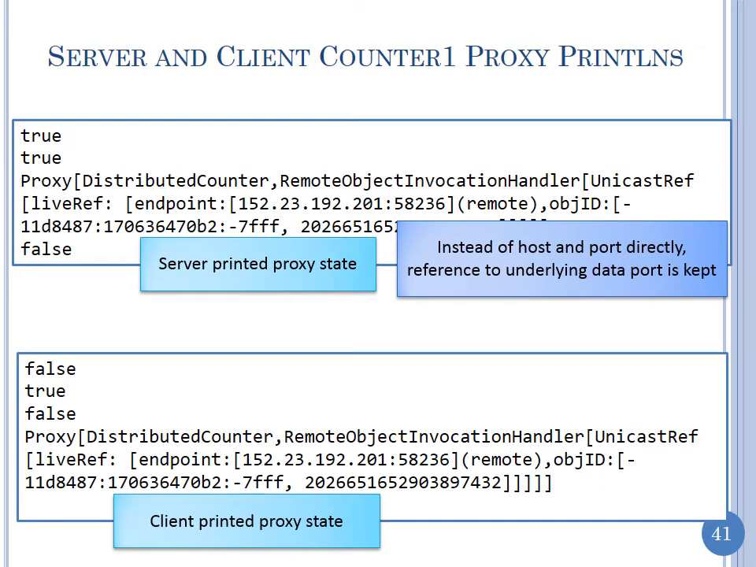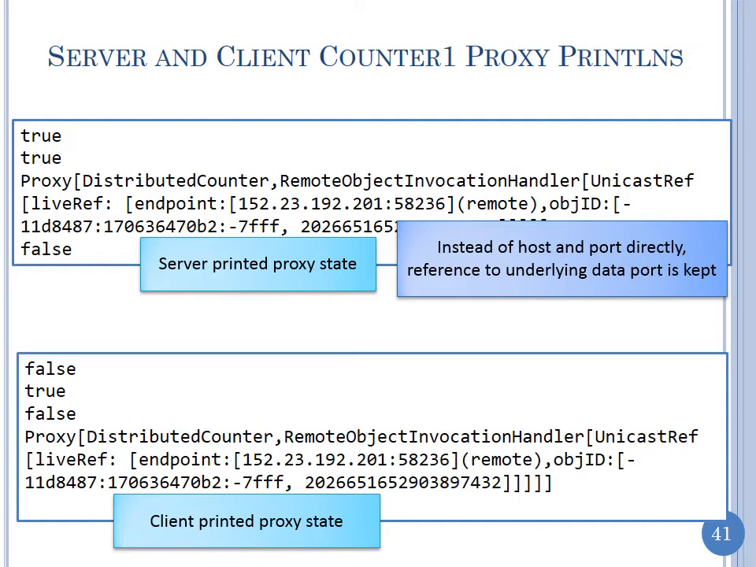I said earlier that host and port are kept in a proxy. We need information to get to the host and port, and it can be a reference to the host and port. What you're seeing here is 152.23, some endpoint information, and that happens to be a pointer to the data port created to talk to that host. That is an indication of the server endpoint that they both refer to.